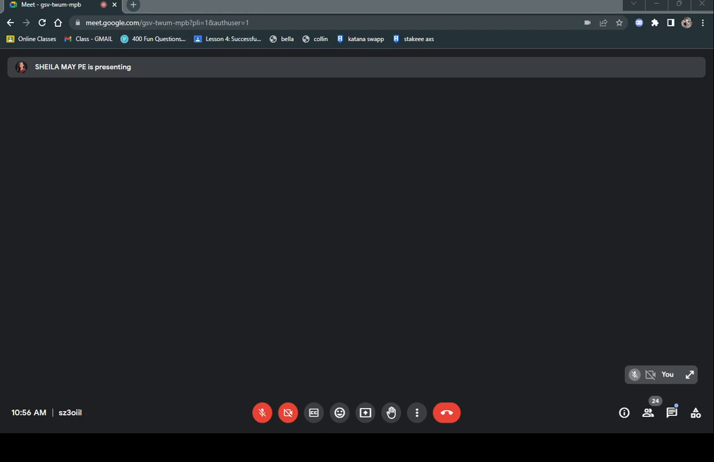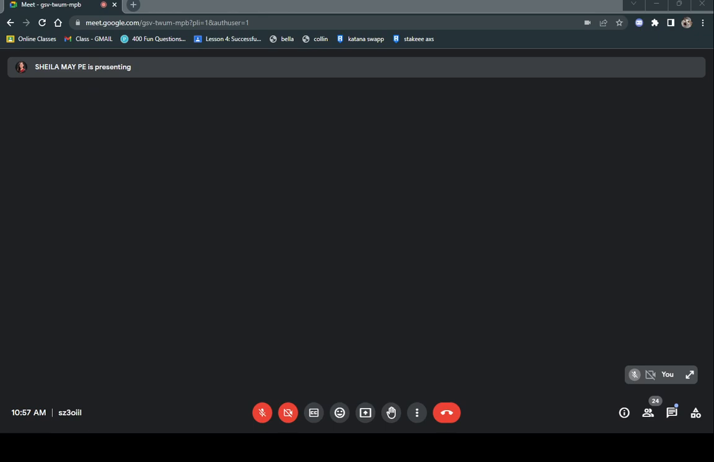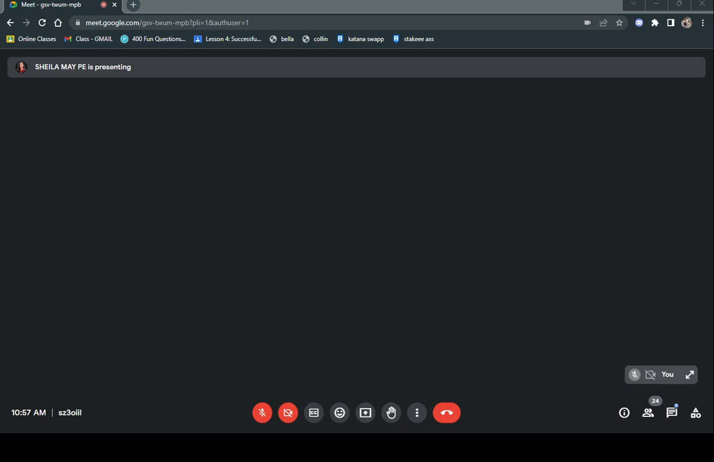Okay? So at the right side of our slide, you can see a zero bias D MOSFET. It's just like the fixed bias, it has no source resistor. Zero bias is a popular biasing technique that can be used only with depletion type MOSFETs. This form of bias is called zero bias because the potential difference across the gate source region is zero, meaning VGS is 0 volts.